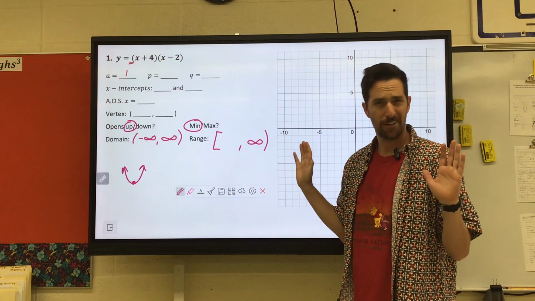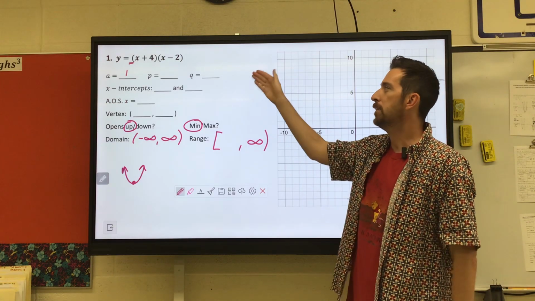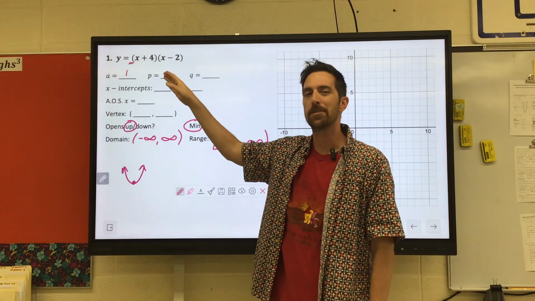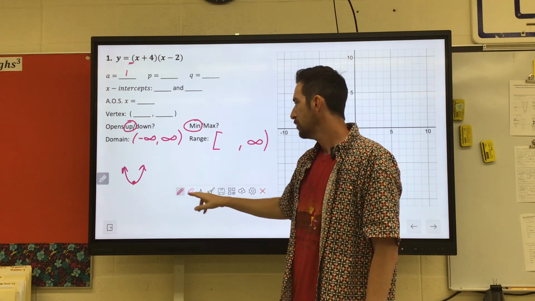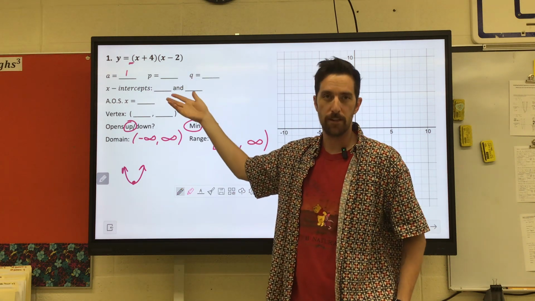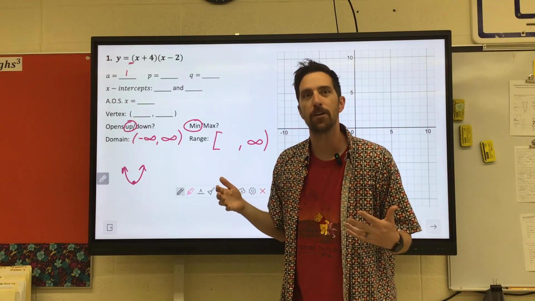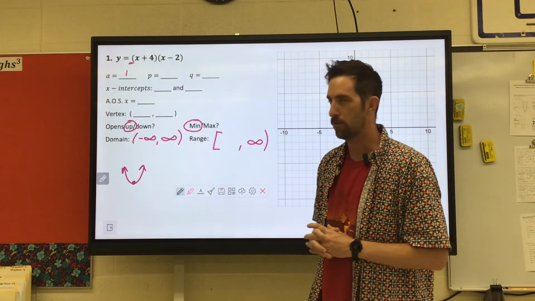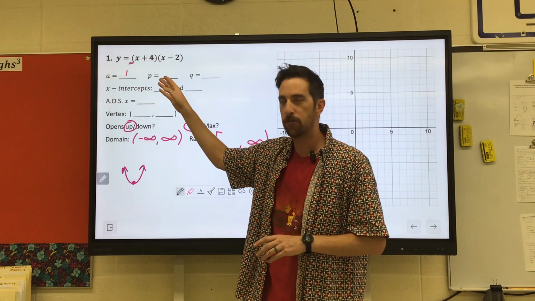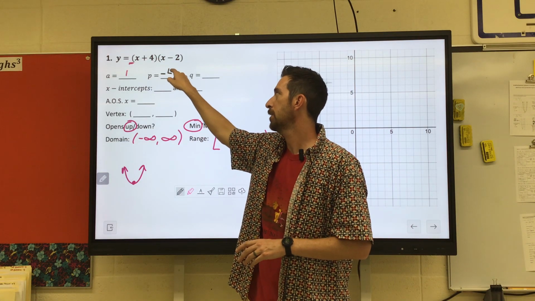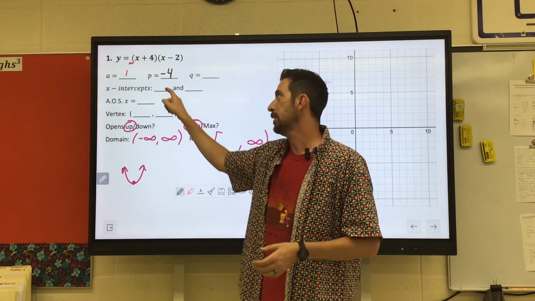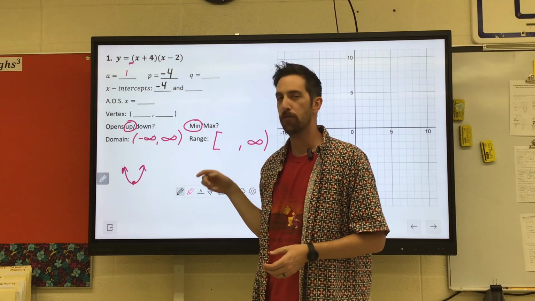Cool, moving on. I see P and Q. Those are going to be the same thing as the x-intercepts. So that comes from what is with the x. And I think it's easier to think of it as always the opposite of what it appears, kind of like when you graph in point slope form. So if I see x plus 4, my P is going to be negative 4, which means the x-intercept is going to be negative 4.